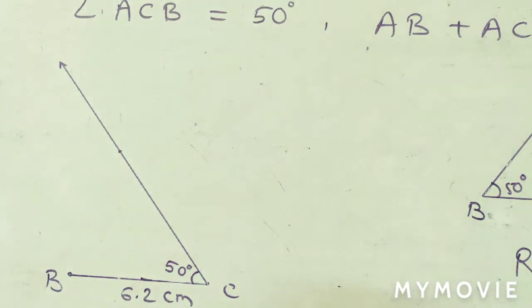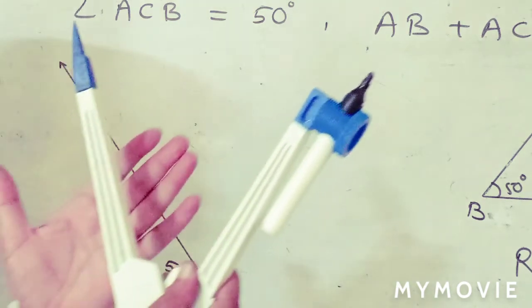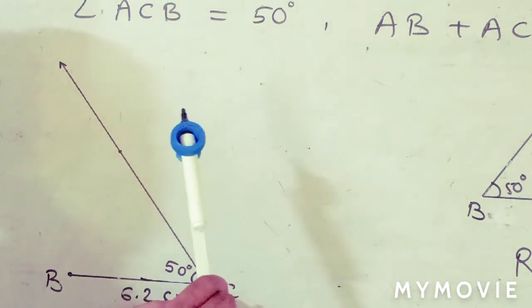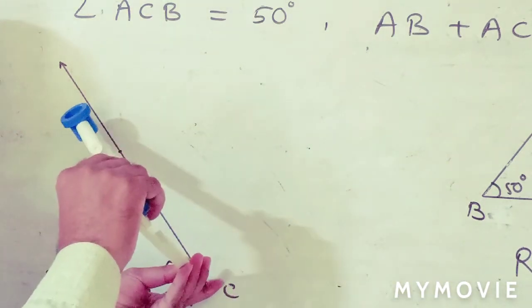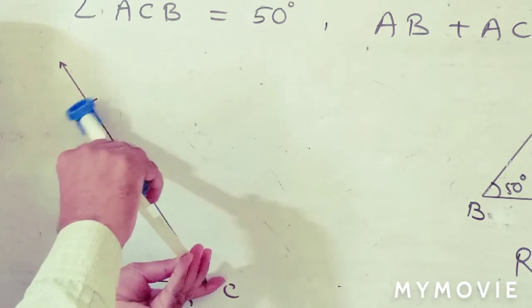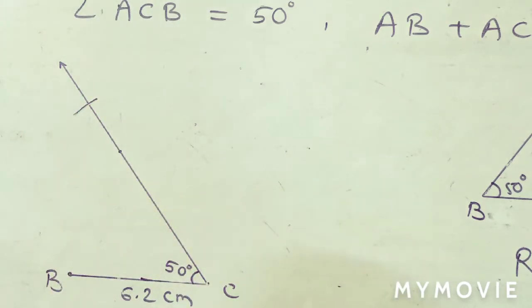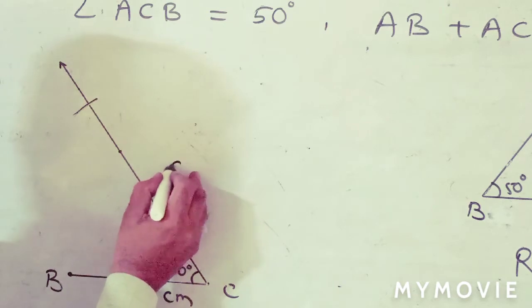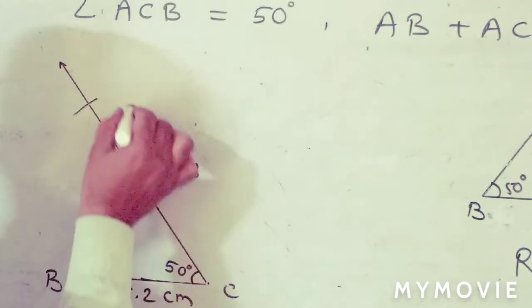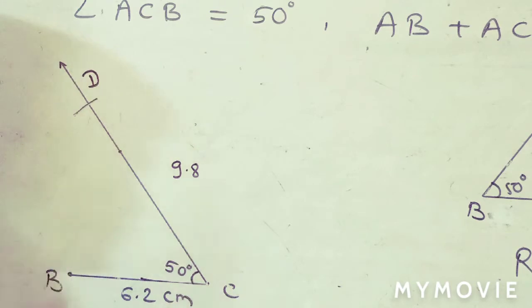After that, we want the sum of the remaining two sides. The sum of the remaining two sides is 9.8. Therefore, in the rounder, take a 9.8 centimeter distance. 9.8 centimeter distance is taken, and from C you draw an arc. This arc is drawn at 9.8. And here I give the point D.